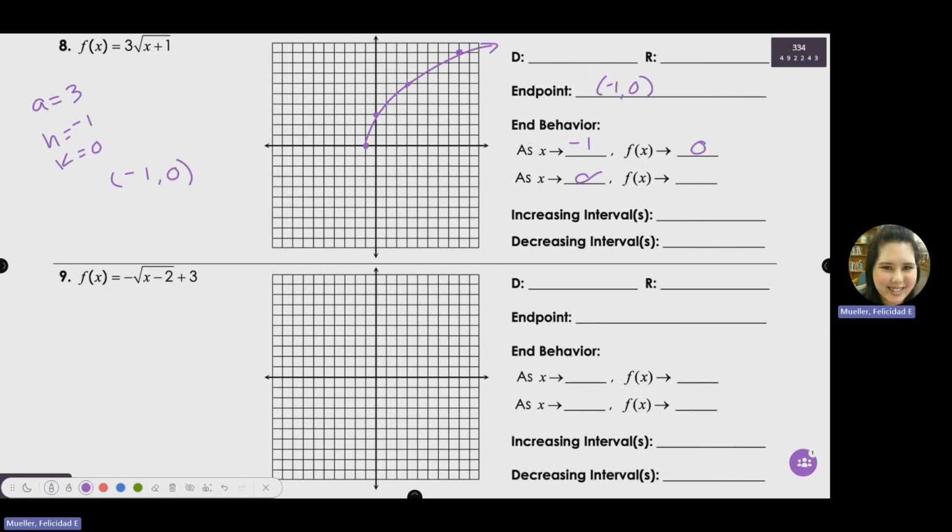I can see we're going up and to the right forever. It is always increasing. And A for decreasing. My domain, -1 to infinity. My range, 0 to infinity.